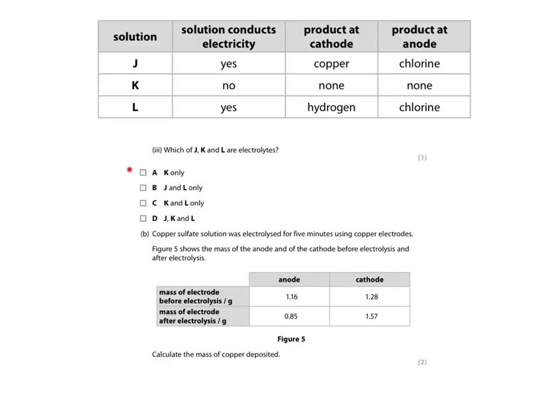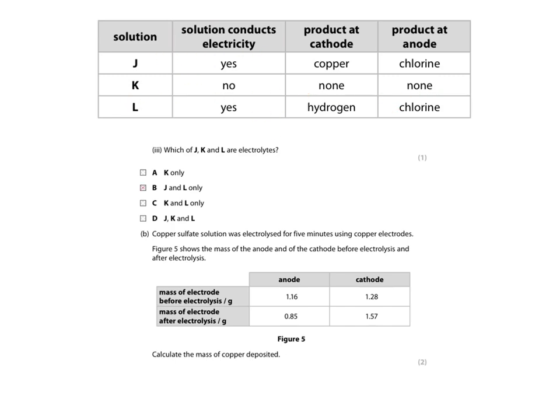Question A II reads, which of J, K, L are electrolytes? So I've copied figure 4 from the previous page. So we're looking for electrolytes. Which of these conduct electricity? Well, we can see that J conducts electricity and L conducts electricity, but K doesn't. Therefore, J and L are electrolytes.